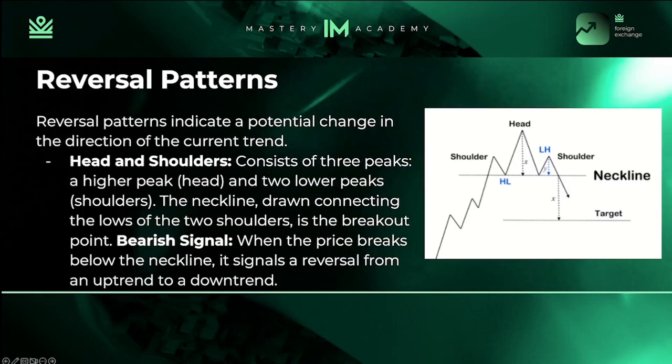A reversal pattern indicates a potential change in the market's direction of the current trend. Now, head and shoulders consist of three peaks, as in the figure shown on the right: the left shoulder, the head, and the right shoulder. The neckline, drawn by connecting the lows of the two shoulders, is the breakout point, okay? So there's a support level that's created at the low of each shoulder that comes in line with the head. Now, that support level is what's known as the neckline, and when the price breaks below the neckline, it signals a reversal from an uptrend to a downtrend.